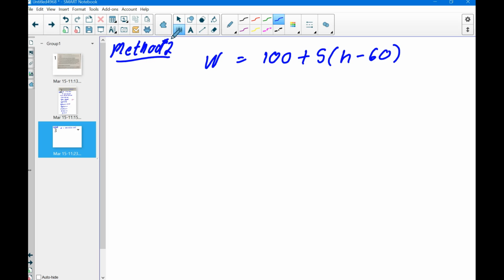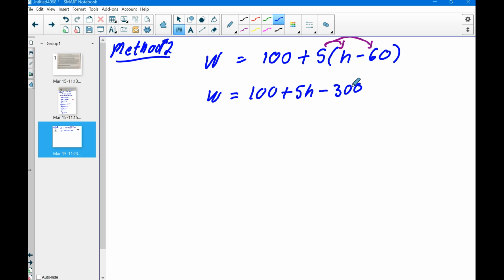This time, because I didn't like the way I did it last time, I'm going to try to do it a little different way. So this way might be even easier if you think about it. But we'll see how it goes. W equals 100. This time, instead of bringing 100 over, I'm going to take the 5 and distribute it through there and see what happens. So I have 5 times my H and 5 times 60. So 5 times H is going to give me plus 5H. 5 times minus 60 is going to give me minus 300.